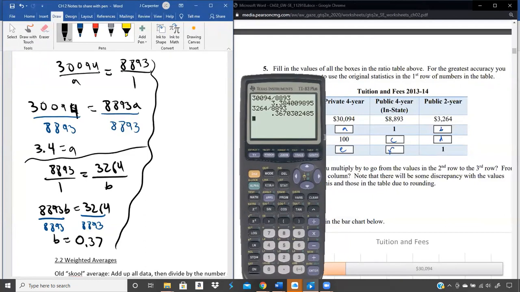How about B? For every dollar you spend at ODU, you would spend 37 cents at TCC. Again, that makes sense. You should be spending less than what you're spending at ODU.